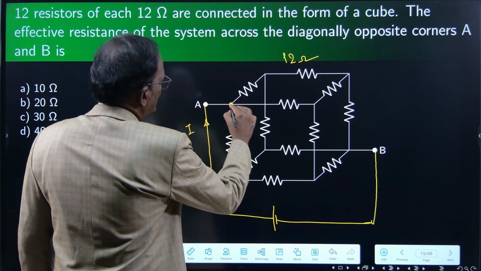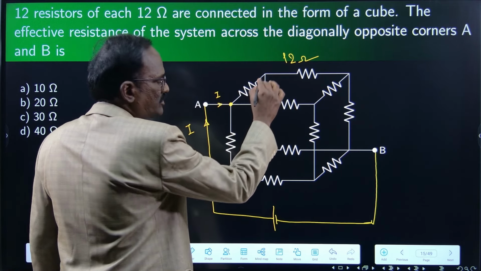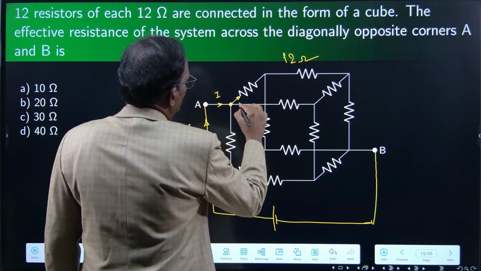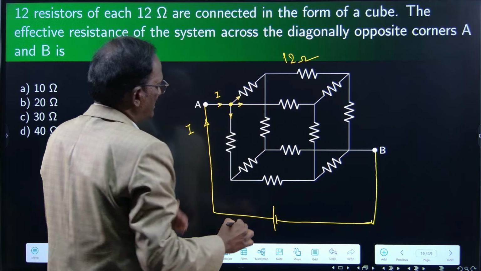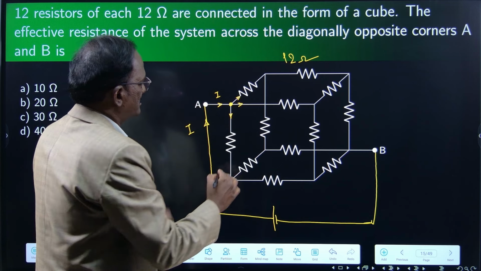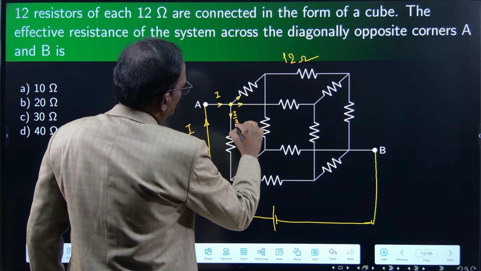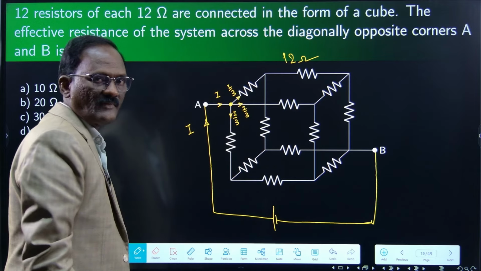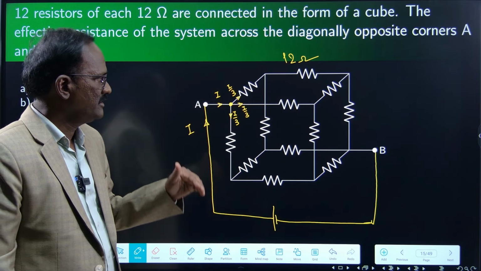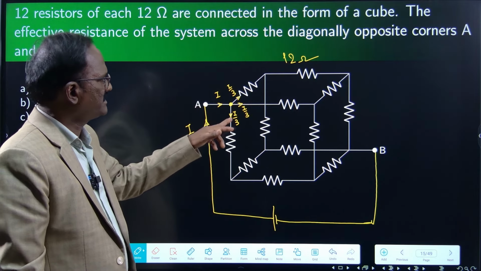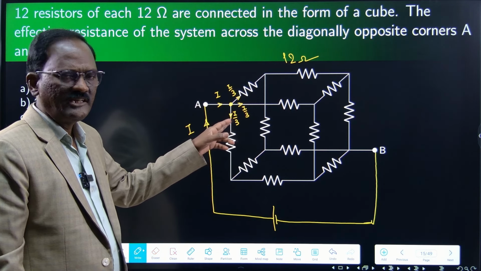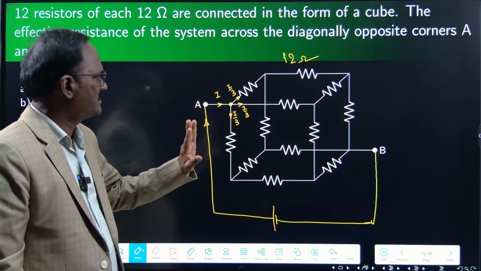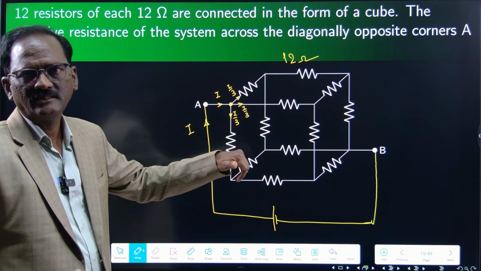It is one junction. The current has to divide. Actually, 3 paths are available at this junction. I am writing I by 3, I by 3, I by 3. Equally it is dividing. You may ask me, how is it divided equally? Why can't it be I by 2? Why can't it be I by 4? Why can't it be I? I will tell. Equally it is divided.